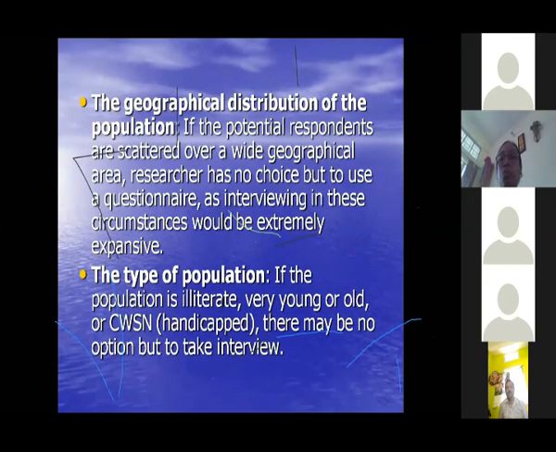Then the type of population. If the population is illiterate, very young or old, or has some physical or mental disabilities, in that case there may be no option but to take an interview.